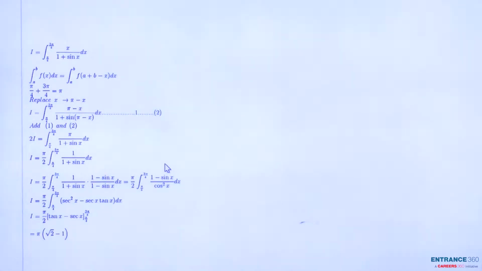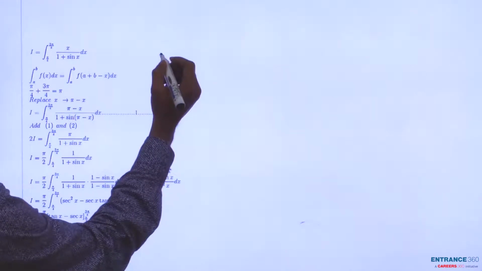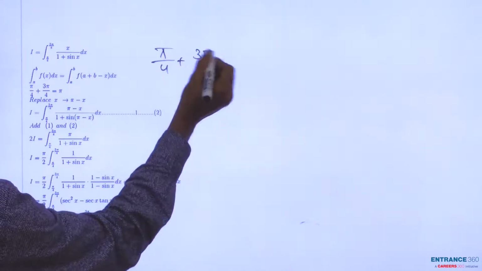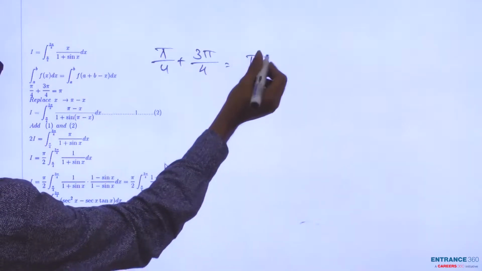We are given, let I equal the integration from pi by 4 to 3 pi by 4 of x divided by 1 plus sin x dx. We know the property that the integration from a to b of f of x dx can also be written as the integration from a to b of f of a plus b minus x dx. Apply this property. Here a is pi by 4 and b is 3 pi by 4, so a plus b will be equal to pi.